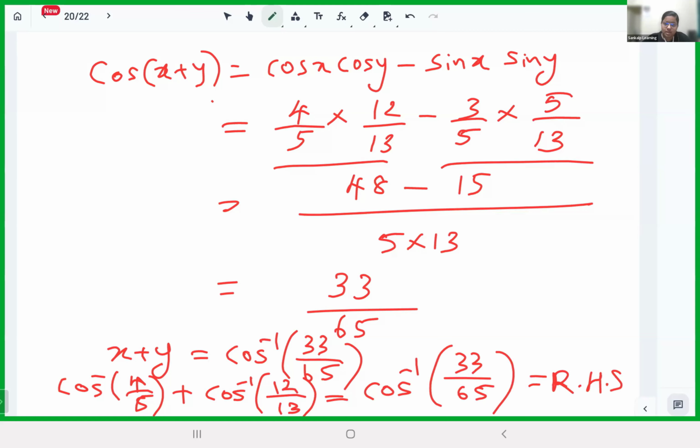Okay, so these types of questions are very important. You have to do different types of questions in the same pattern, with sine inverse and tan inverse, etc. All right, so we are moving on to the last question of the session.